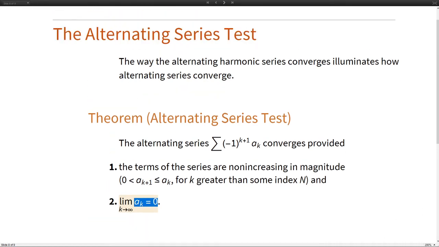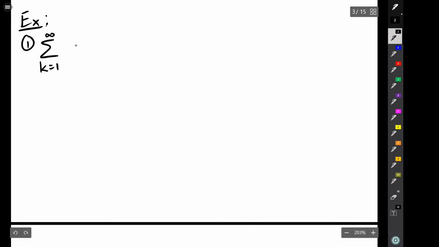So let's do some examples of these. Let's use the alternating series test to see whether these converge or not. Let's start with something somewhat simple here. The sum from k equals 1 to infinity of minus 1 to the k plus 1 over k squared. We want to know, does this converge, or do we just not know?